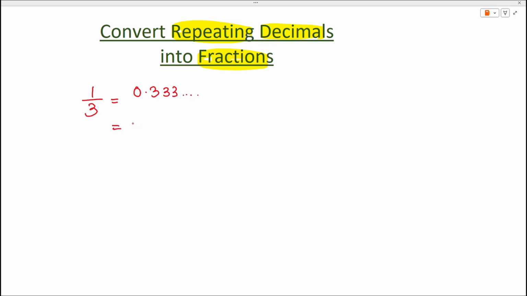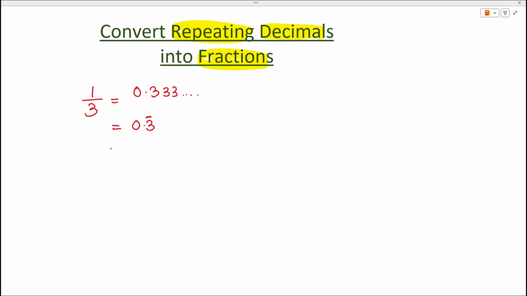And then you can write it as 0.3 with a bar on top, because 3 is being repeated, so you just need to put a bar on the top. But there's no way that you can get 0.3 bar converted into the fraction 1 over 3 just by using the calculator. So let us look into the process.